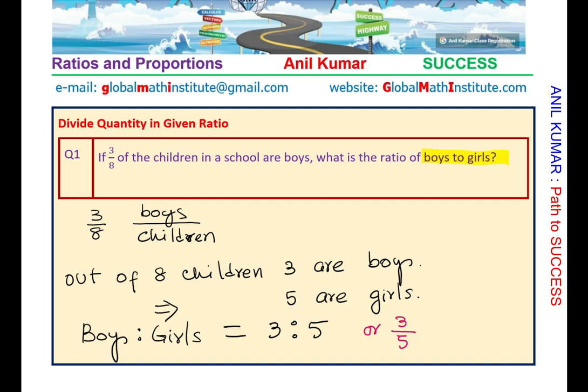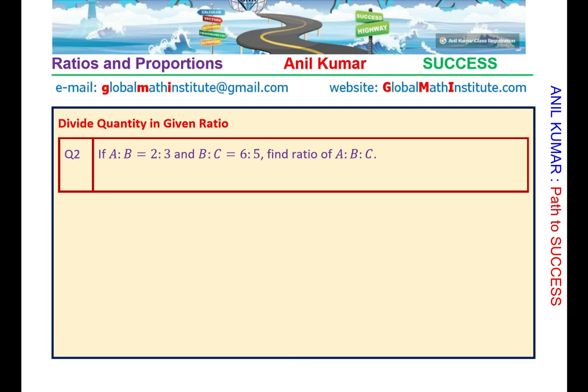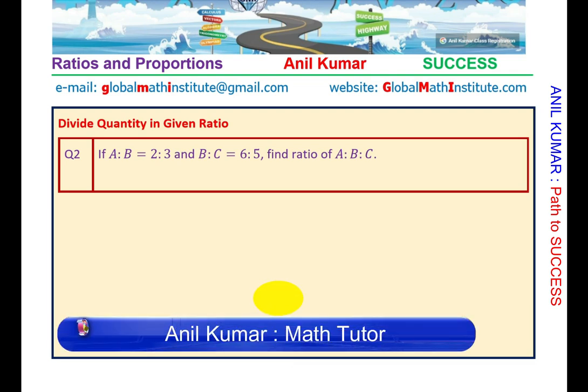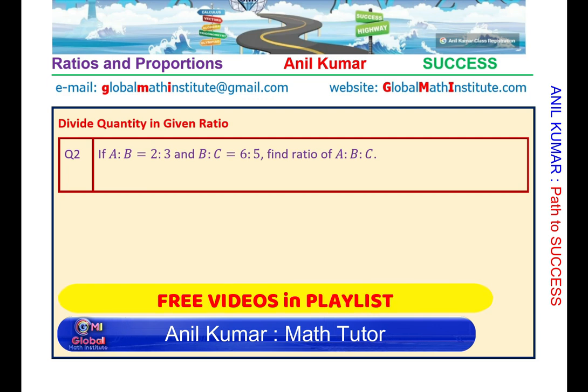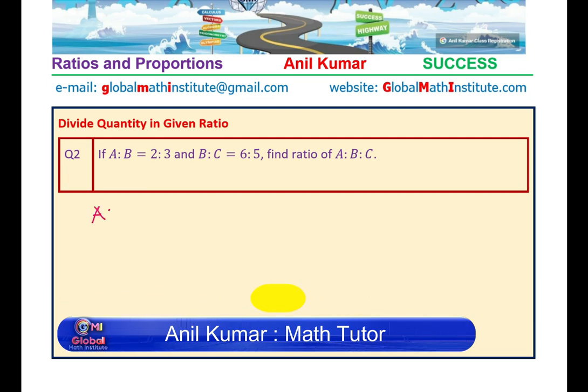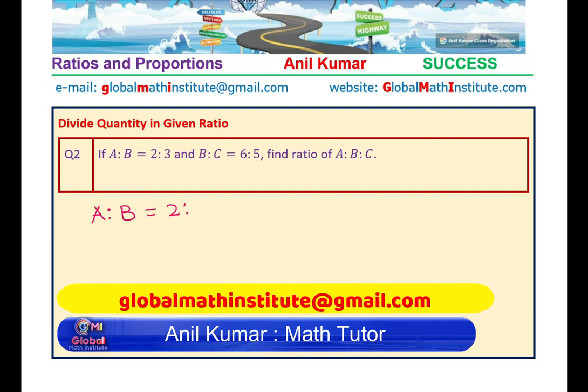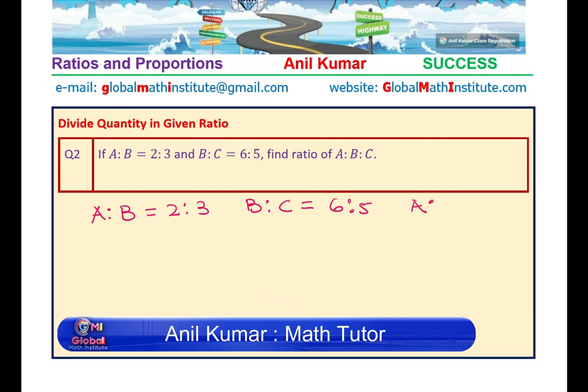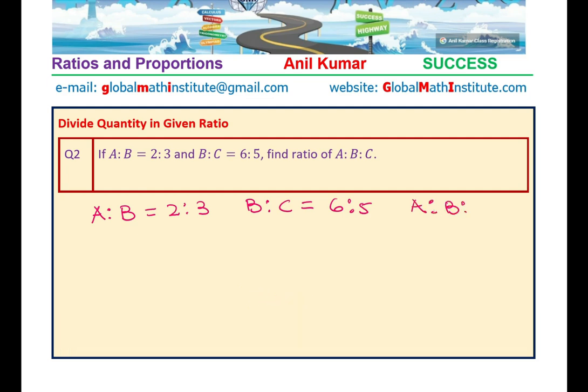Now let's look into question number 2, which is: if A to B equals 2 to 3 and B to C is 5 to 6, find the ratio of A, B, and C. So we are given that the ratio of A to B is equal to 2 is to 3, and that of B to C is equal to 6 to 5. What we want to find is the ratio of A to B to C.